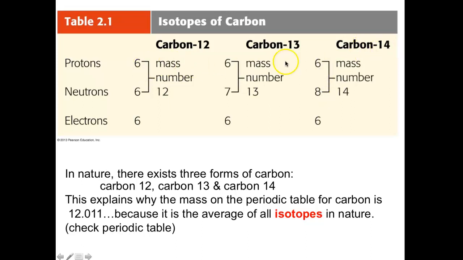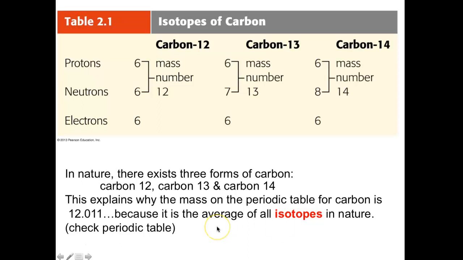So everything else is the same. The electrons are the same, the protons are the same. It's just the number of neutrons that are different. And so they are just heavier forms of that same atom. So that's the word isotope. Isotope is the heavier or different weights of the same atom.